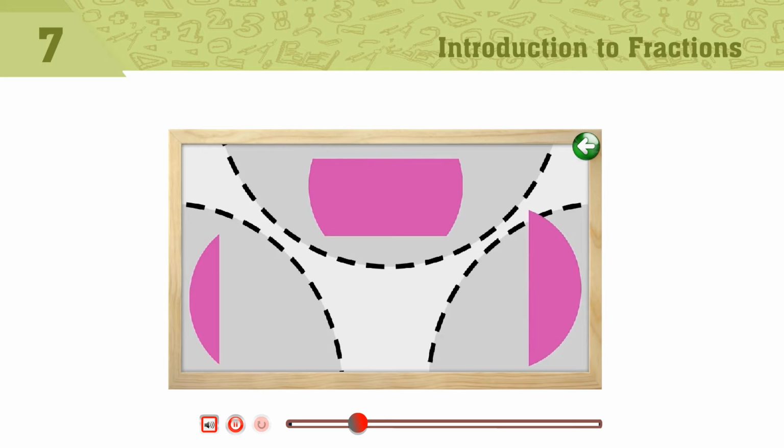We do not, and that is something important about fractions. To be a fraction, you have to have equal pieces. Right now, we do not have equal pieces, so this cannot be a fraction.